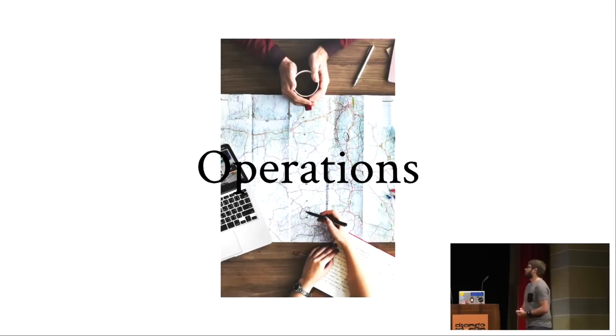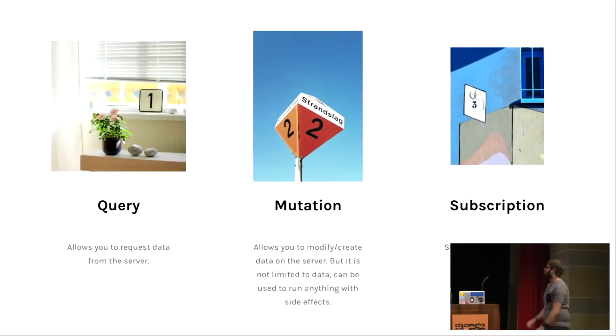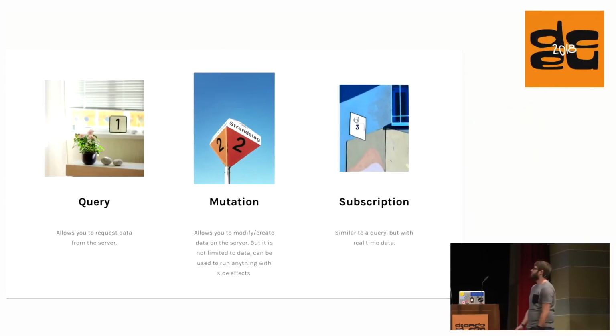So far we have only seen queries, so we can only fetch data. If you want to do other operations, we need to use one of those three main operations. First, query, which we've already seen, is a way to request data from the server. Then you have mutation, which is a way to modify and create data, but it's not really limited to that. You can also, for example, use a mutation to run a task or something else, which is quite handy. And then you have subscription, which is similar to queries, but in real time. It's usually using WebSocket.